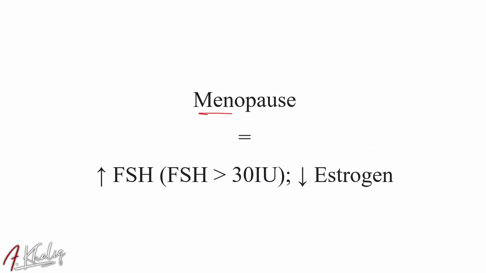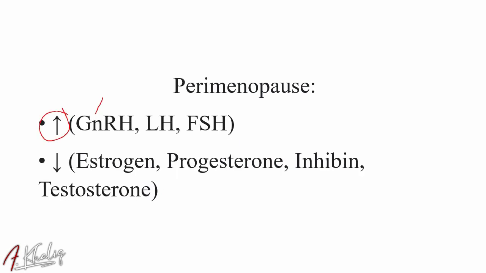And in menopause, you're going to see increased FSH and decreased estrogen. The FSH should be higher than 30. In the perimenopause, you're going to have increased GnRH, LH, FSH, and decreased estrogen, progesterone, inhibin, and testosterone.